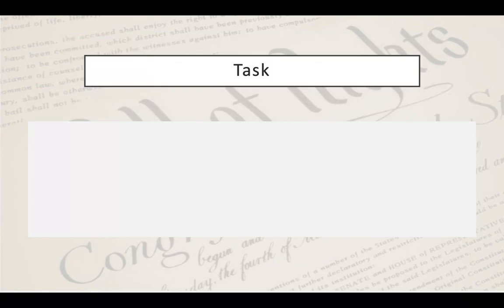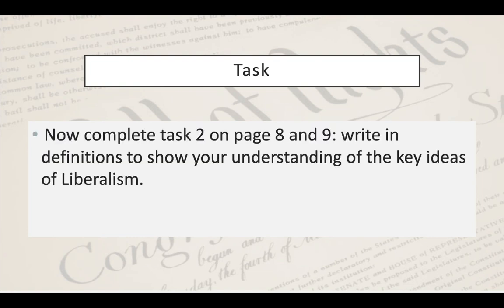So there's a lot of stuff there. You need to go back over, read through to pages 7 and 8 in the booklet, and then write in the definitions of the words at the end there on pages 8 and 9 to show your understanding of the key ideas of liberalism, and then put those up onto Google Classroom. Okay, good luck.